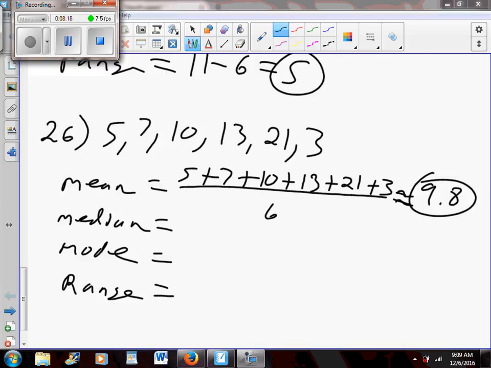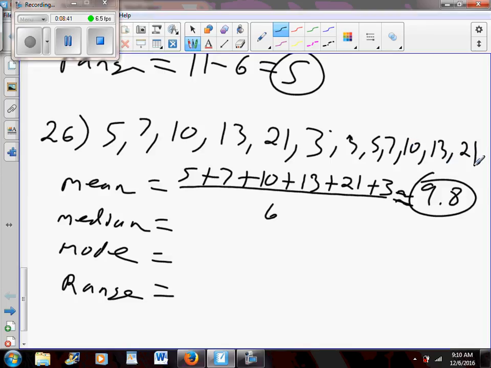Once you add those terms of the numerator up, divide by 6. 9.8 is your answer. And let's go ahead and do the median, mode, and the range. You definitely have to make sure that you order these from least to greatest. What's the first term? 3. 5. 7. 10.